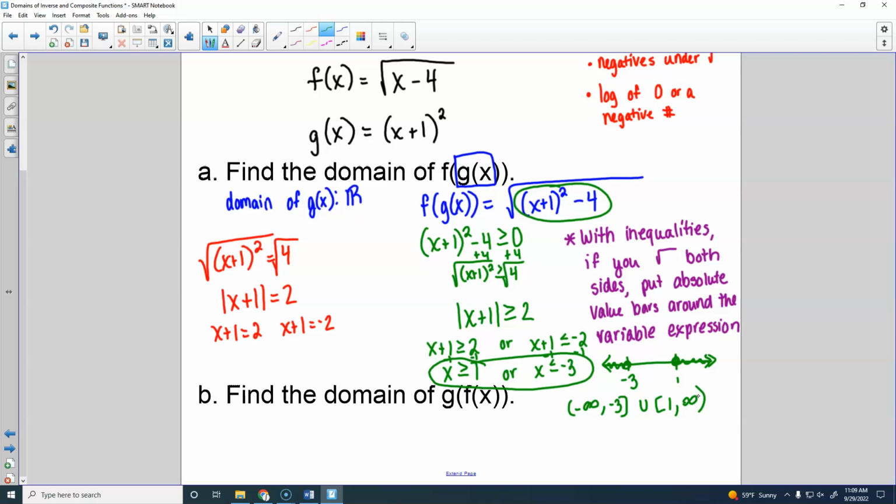Now, if there was some restriction on the domain from g, we'd need to include that as well. Like if x couldn't equal 7, we'd need to throw out 7. 7 couldn't be there. But this had no restriction, so it really didn't affect our domain over here.